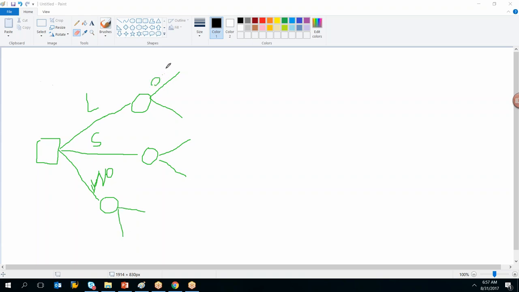This is 0.5. Example I'm showing here. Here also 0.5. This is 2 lakhs, and this is minus 180,000. So when I'm drawing a decision tree, I come from left to right. First I create my decision node, then probability node, then I write all my alternatives. Finally, I end up with my payoffs. When I'm calculating my decision tree, I start from right to left, the folding method. So here 0.5 multiply 2 lakhs plus 0.5 multiply minus 1,80,000 is the amount I'm getting here.